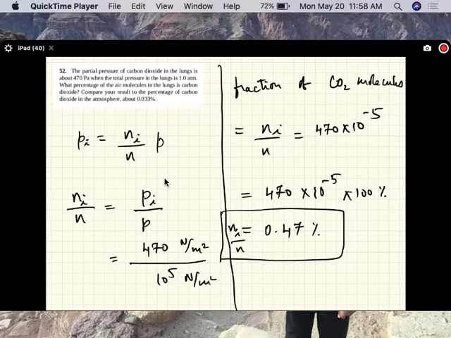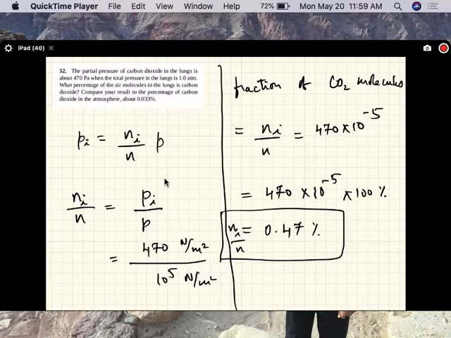So what we are saying is when you breathe out, 0.47% of the molecules are carbon dioxide molecules. That's what we are saying. Compare this result to the carbon dioxide in the atmosphere, which is 0.03%.